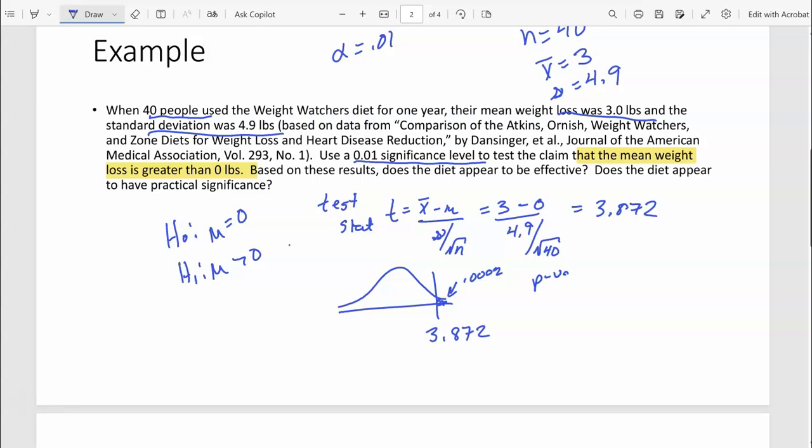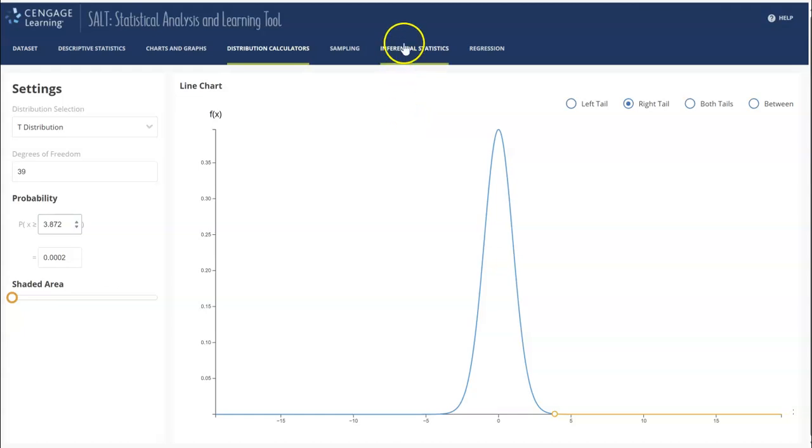And since p is less than alpha, we would reject. So if we wanted to do it by hand, that's how we would do it by hand, using the p-value method. Let's use StatCrunch to do that.